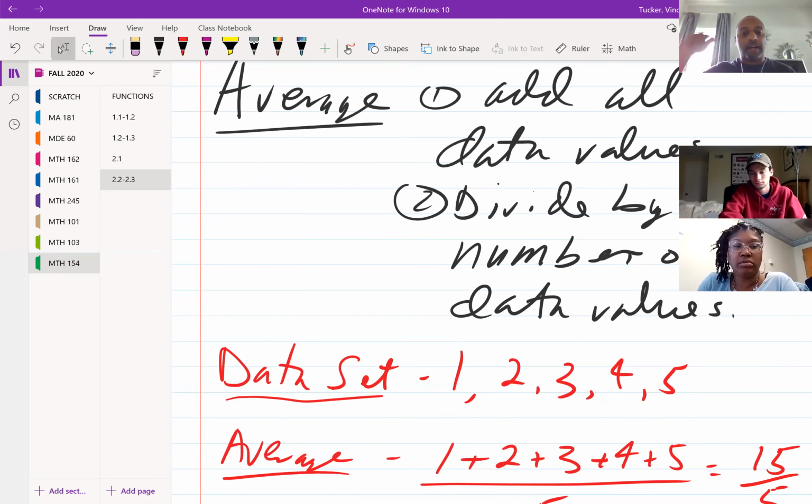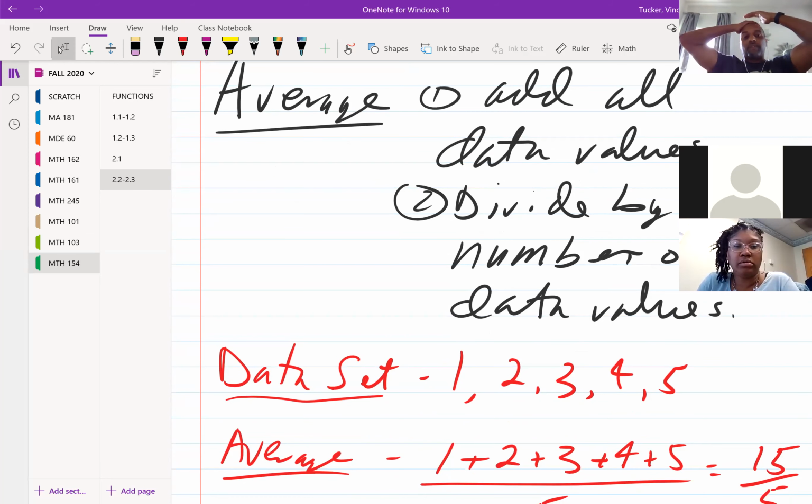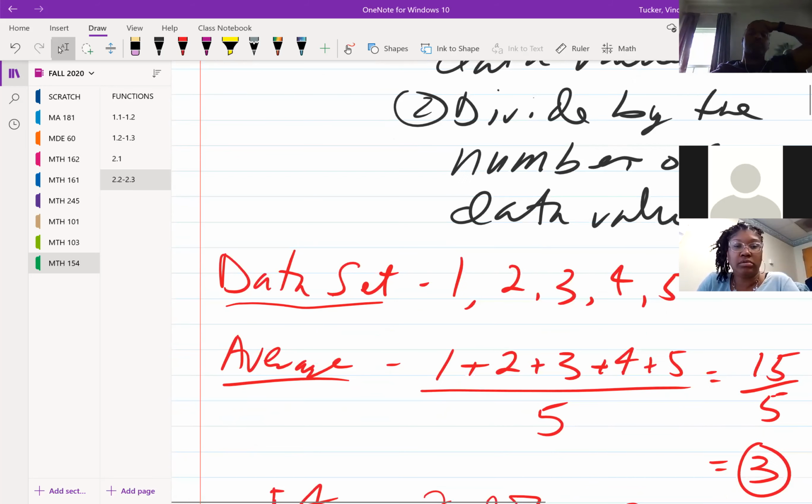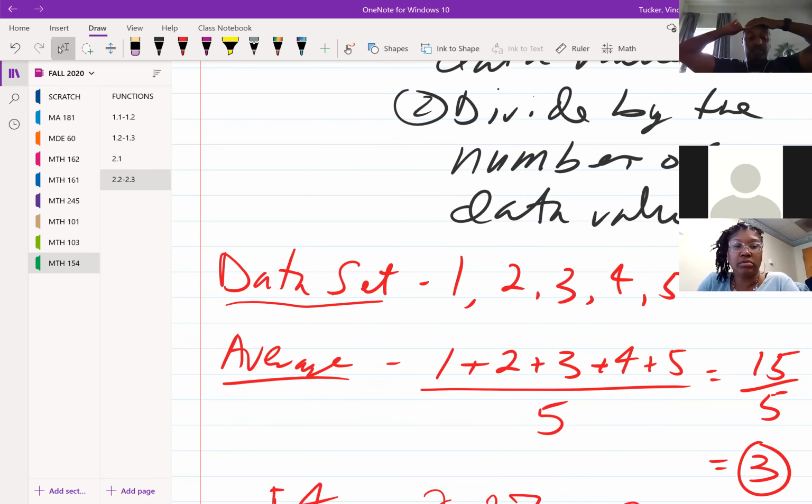So if I have the data set 1, 2, 3, 4, 5, then to find the average, I add up those values. 1 plus 2 plus 3 plus 4 plus 5 will give you 15. The number of data values I have is 5. So divide by 5. That means the average is 3.